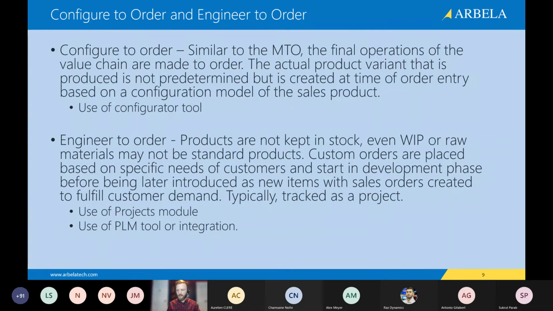Engineer to order is when products are not kept in stock. We see this a lot with OEM manufacturers. Even the WIP or raw materials might not be standard products. They're very often managing the projects module in Dynamics to do this, to actually have a project per type, whether that's for different customers or a new product line you want to offer. Custom orders are placed against those specific needs for your customers and start in the development phase.